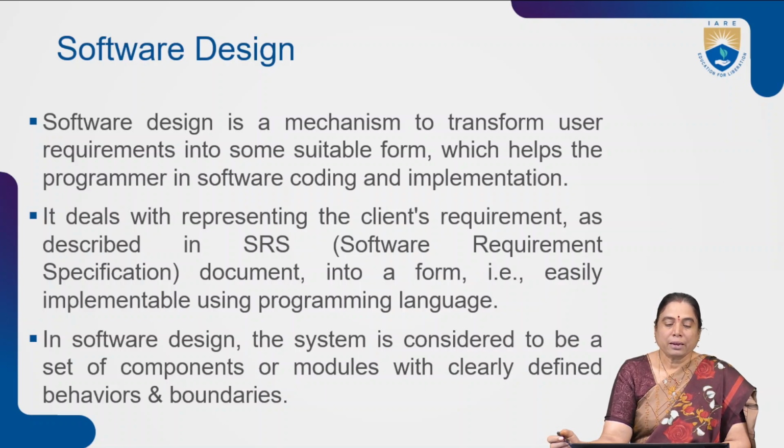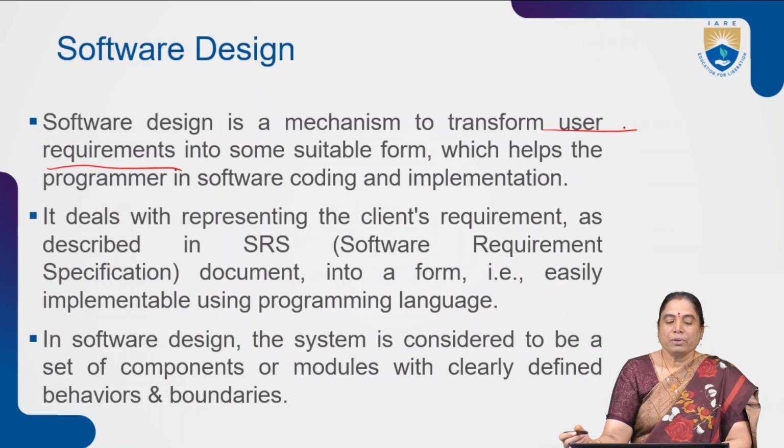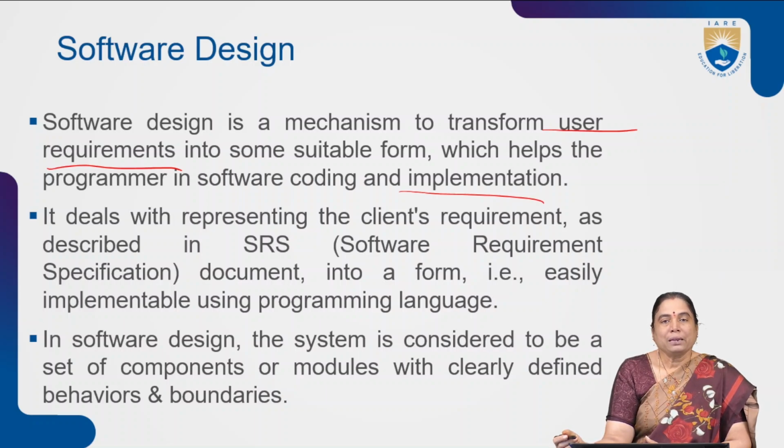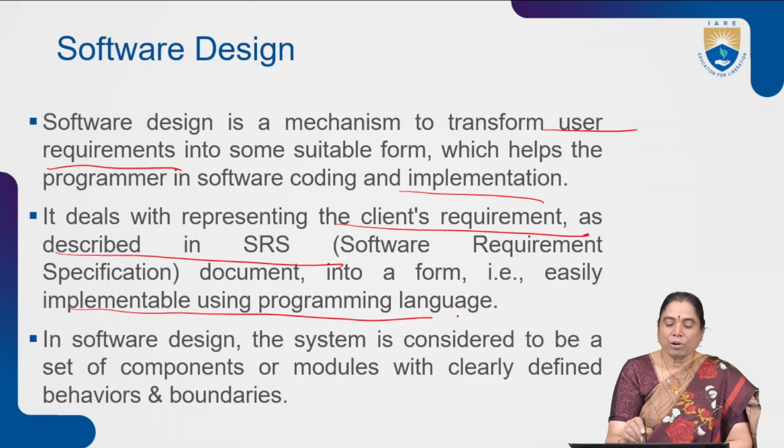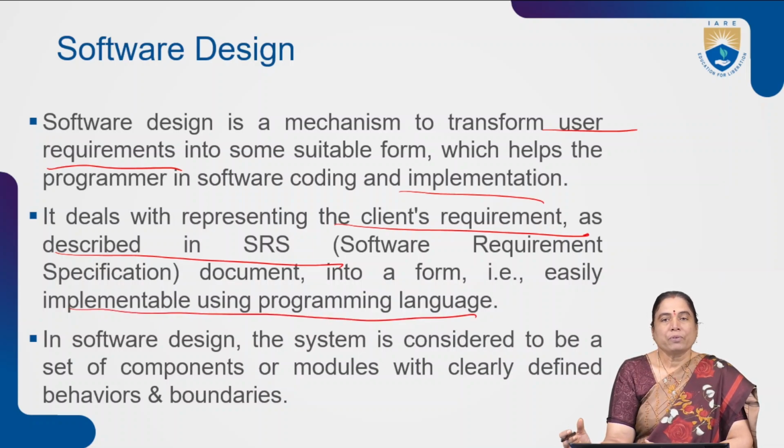So first of all, we have to discuss software design. Software design is a mechanism to transform user requirements into some suitable form, which helps the programmer in software coding and implementation. During the analysis phase, the requirements are gathered and requirement engineering techniques are applied, analyzed, and documented in a document called SRS, Software Requirement Specification. During the software design, the client's requirements described in this SRS are converted into an easily implementable form using the programming language. So software design visually models the features of the application under development.